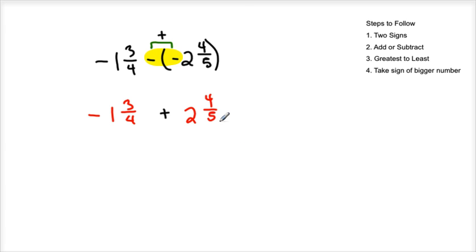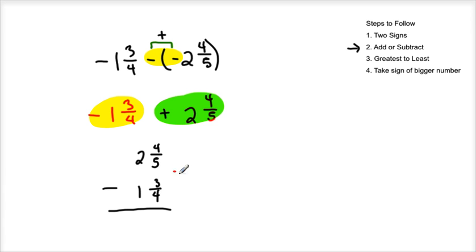Okay, so now I have my two signs. Am I going to add or subtract these two numbers? Well, one of the numbers is negative. The other number is positive. So I have different signs. What am I going to do with these numbers? I'm going to subtract different signs. I'm going to subtract these numbers. Put them in order from least to greatest. I'm sorry, from greatest to least. So I got 2 4/5 minus 1 3/4.